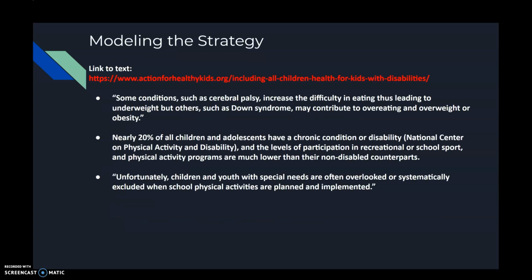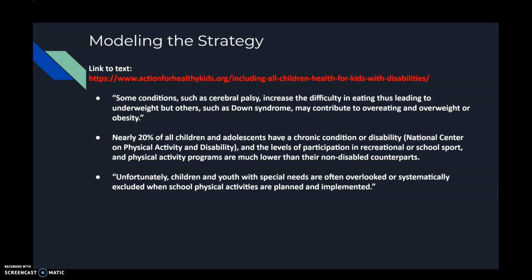So I'm going to show you guys how the strategy works. Let's say we're reading and I read this passage. Some conditions such as cerebral palsy increase the difficulty in eating, thus leading to underweight, but others such as Down syndrome may contribute to overeating and overweight or obesity. So let's say once we stop reading, I'm going to hold up the I wonder card, the W card, and say, I don't know what cerebral palsy is. So the other students, and the teacher as well, can share with me what cerebral palsy is and what exactly it does and how it affects the body.